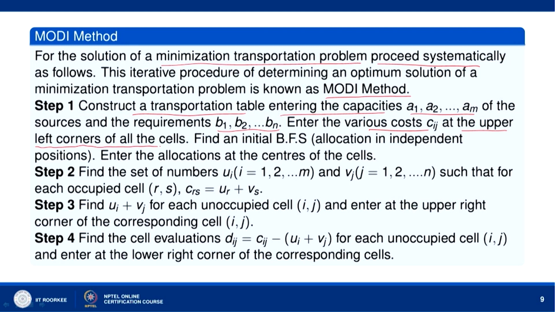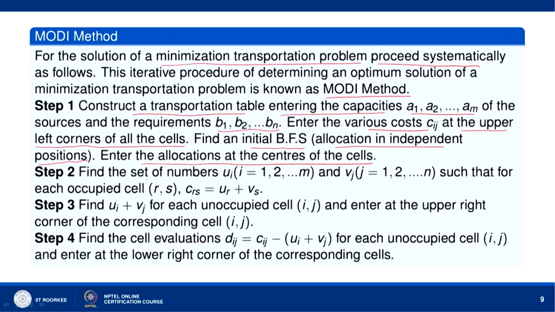So, we have to follow a system of allocation in writing values in the various cells. We will write the cost Cij in each cell at the upper left corner. Find an initial BFS, that is allocation in independent positions, and then enter the allocations at the center of the cells. In the problem we have just solved, the allocations that we have made will be written in the center of the cell, and the cost Cij of each cell will be written in the upper left corner.